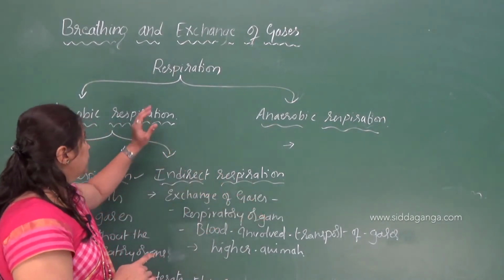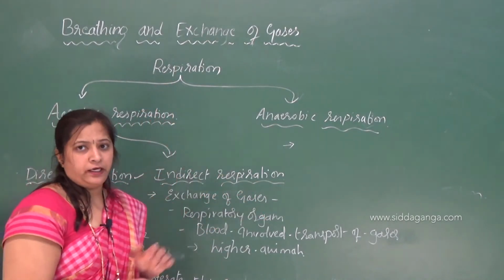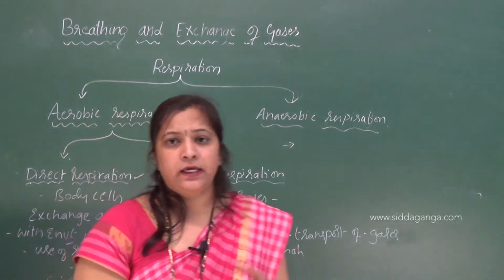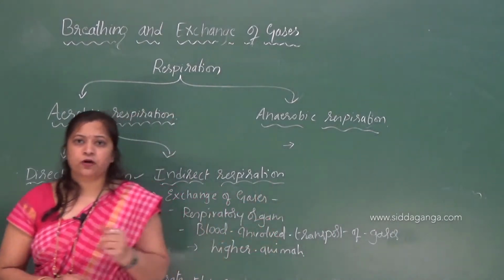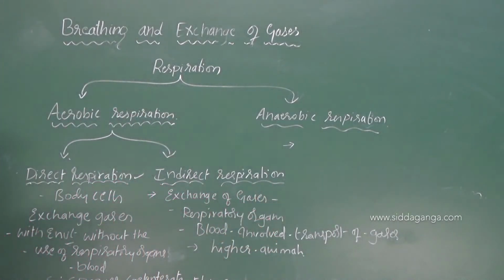So these are the types of respiration. Now let us see the respiratory organs in different groups of animals.